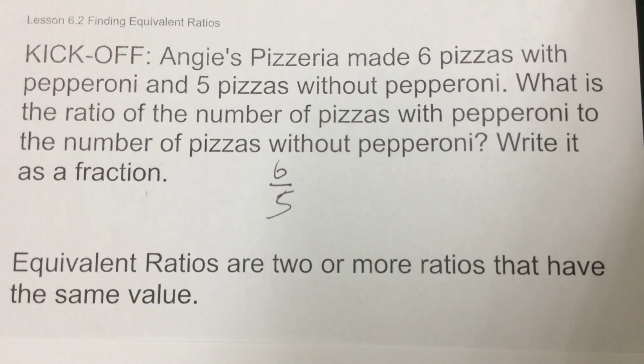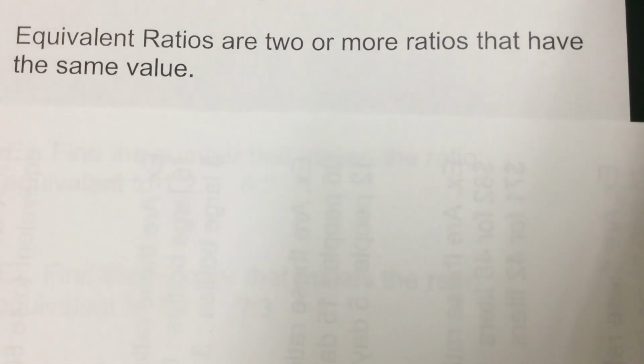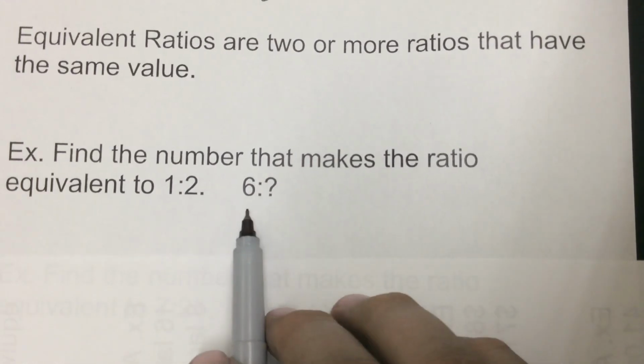From there, we're going to look into equivalent ratios. Equivalent ratios are just 2 or more ratios that have the same value. So, the top numbers and the bottom numbers may be different, but they would reduce down to be the same thing. So, like for example, 1 to 2. What makes this ratio equivalent? Well, it's going to give you something like this.